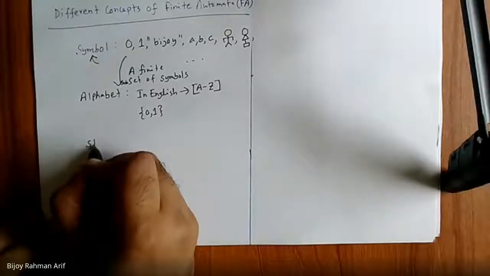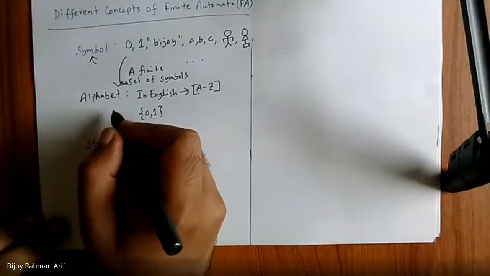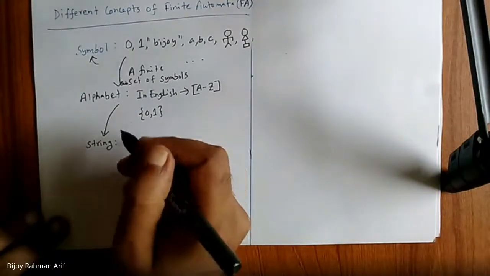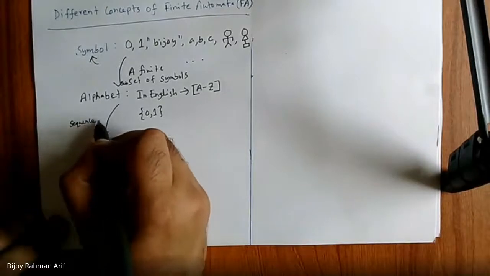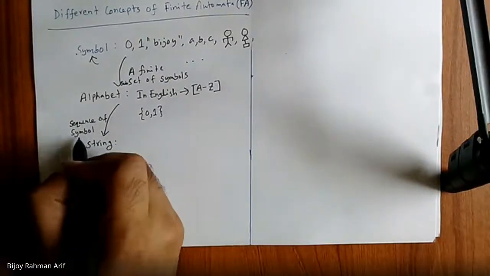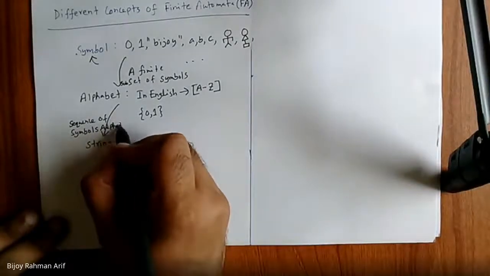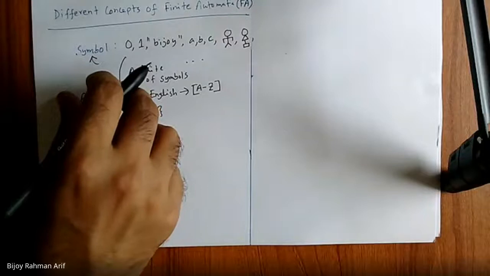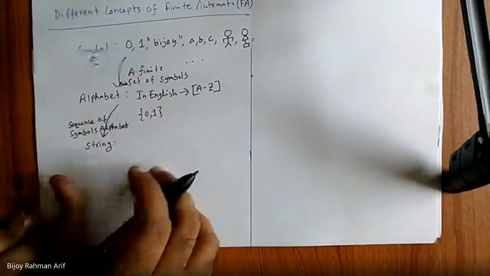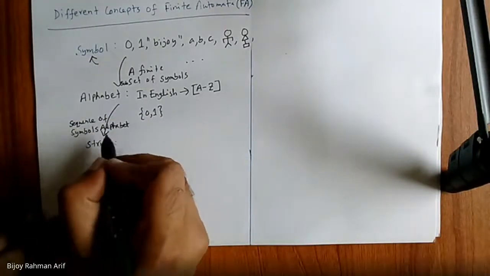Now let's come to string. What is string? A sequence of symbols. And these symbols come from where? From the alphabet. Alphabet is our universal set. If you create any sequence of symbols from the alphabet, that is a string.